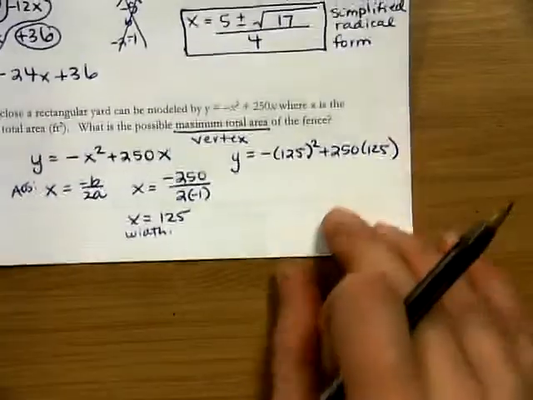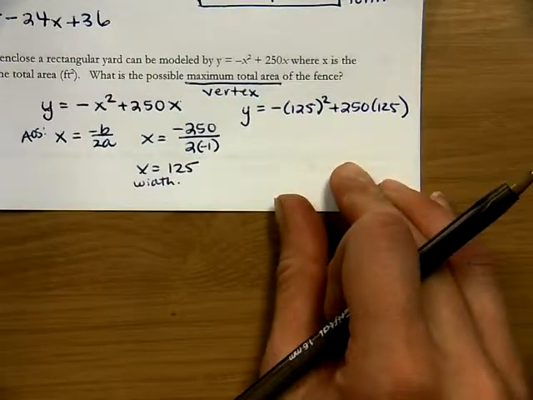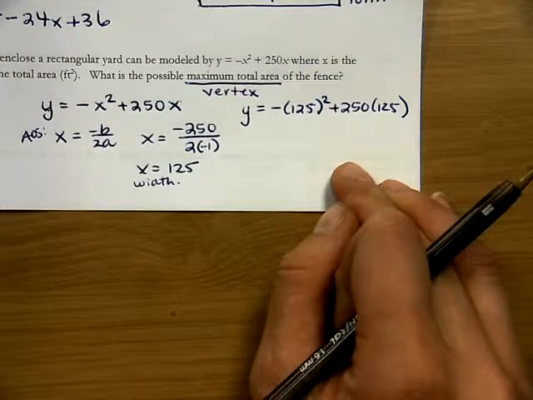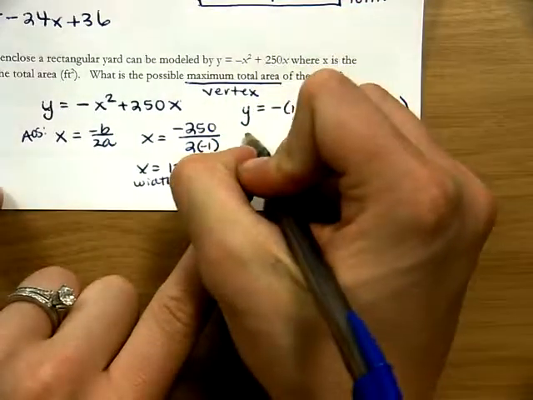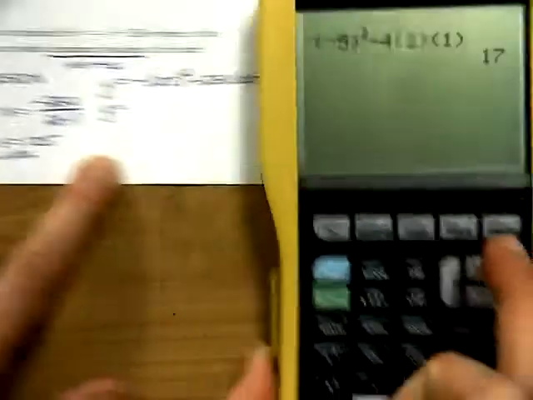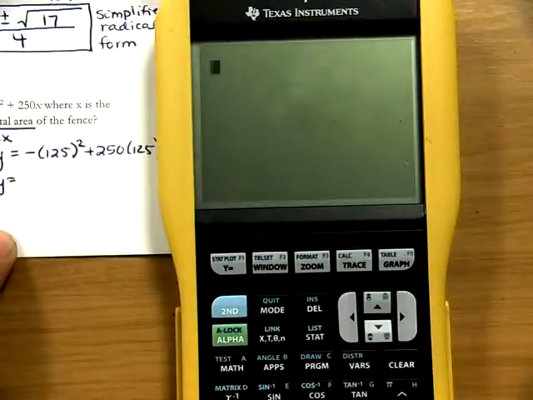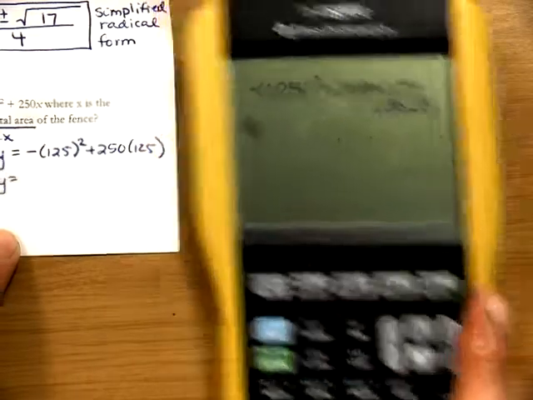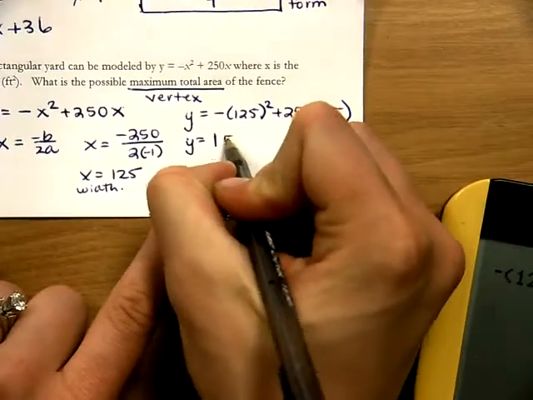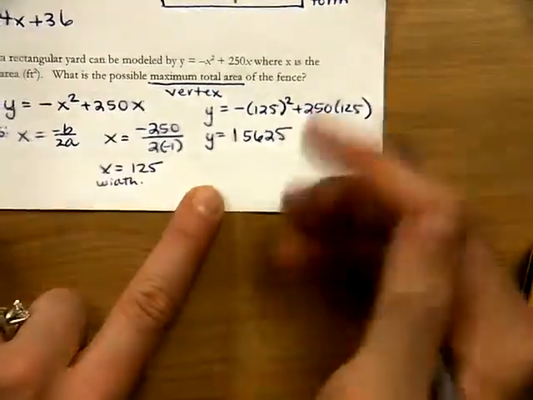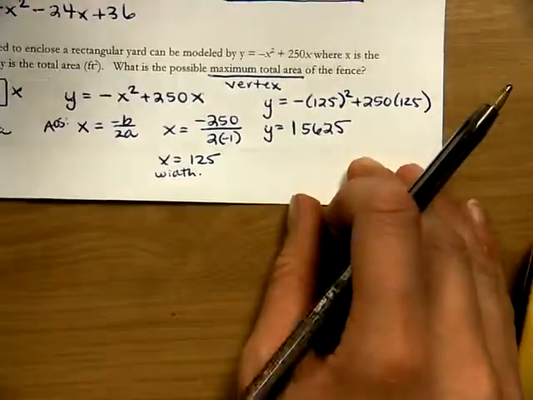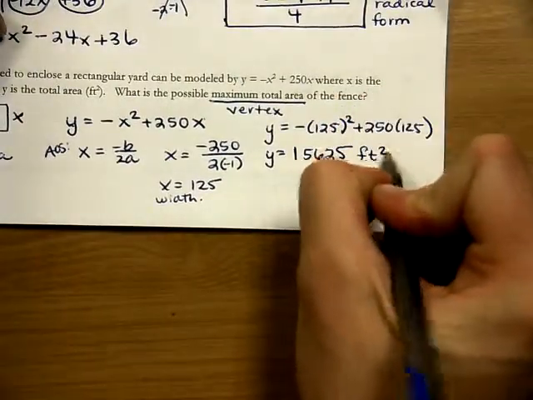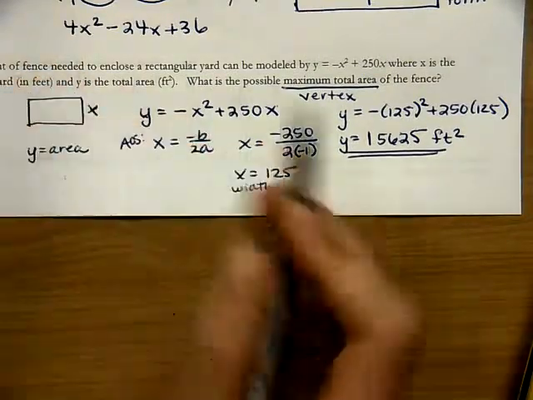Scooch that over there to make sure we can see the work. So here, now that I maximize the area, or substitute that in, if I put this in my graphing calculator, -125 squared plus 250 times 125, I get 1,506.25. Now that's the area. And it says the area is given in square feet. So it's this many square feet. So looking back over here, B is the correct answer.